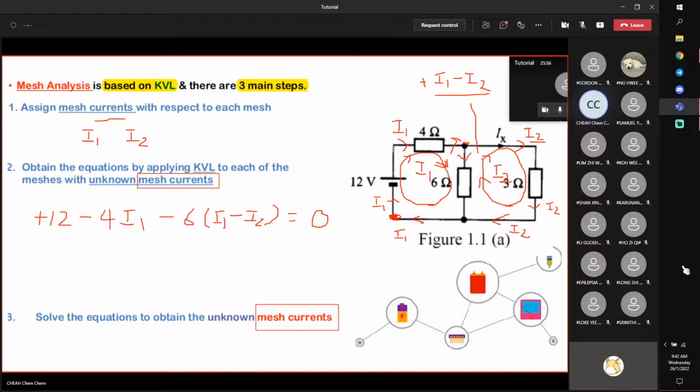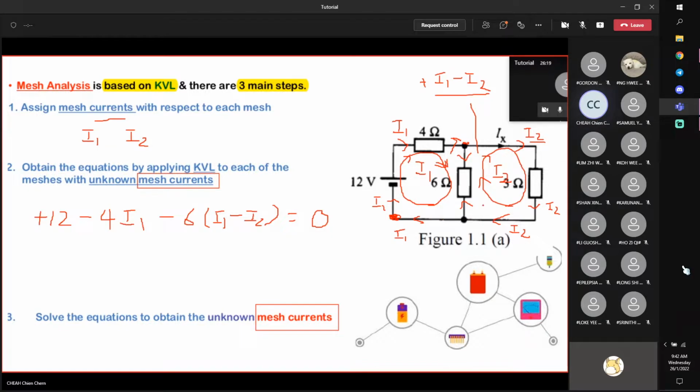Now, similarly, you can write down another equation by moving around I2. In this case, if you're moving in the clockwise direction, then your current should be this way, right? Should be this way. So therefore, it will become negative 6 times I2 minus I1. Okay, if you're confused, you just do a Kirchhoff current law here.